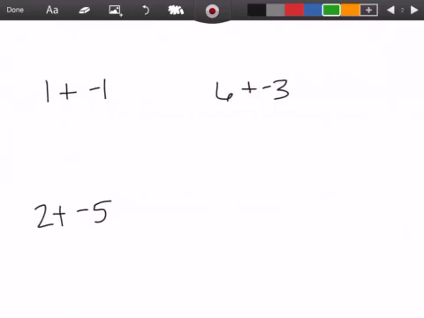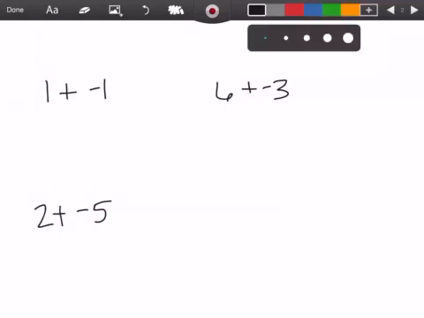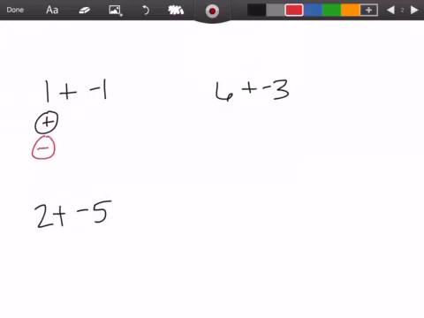Now it gets a bit more interesting whenever we have a positive and a negative number. So we're going to start with the basic, positive 1, and I'm going to add to that a negative 1. Now, what do y'all think this equals? If you guessed 0, you would be correct. This is called a 0 pair. 1 positive and 1 negative makes 0. It's a 0 pair. Now we're going to use that as we move forward.